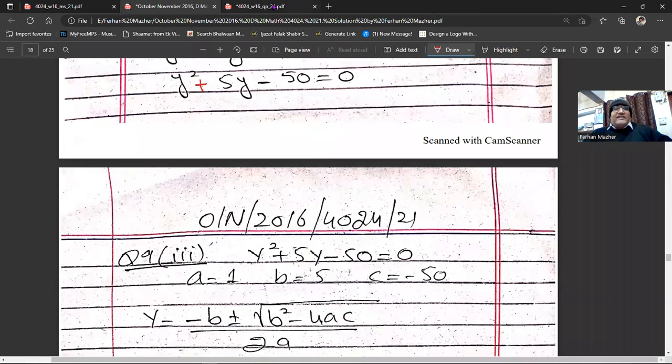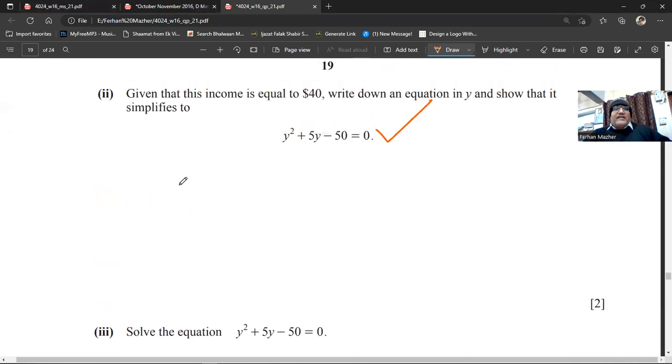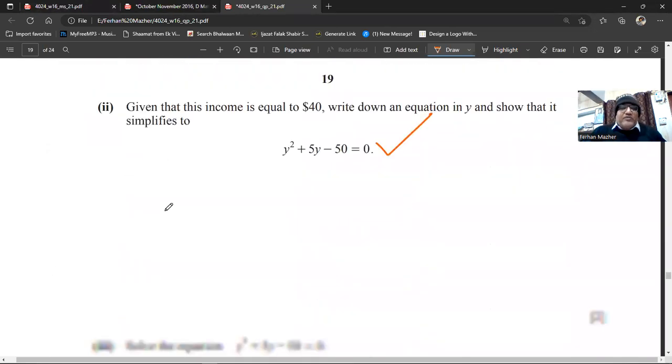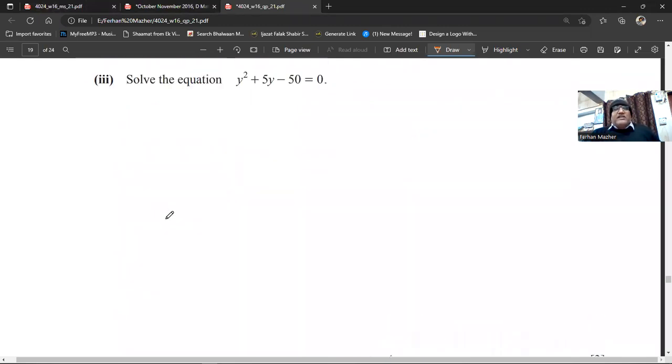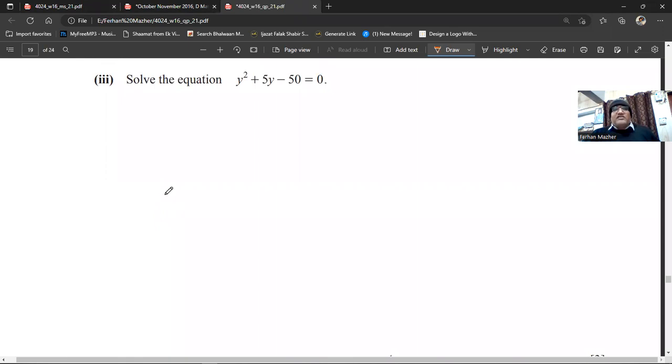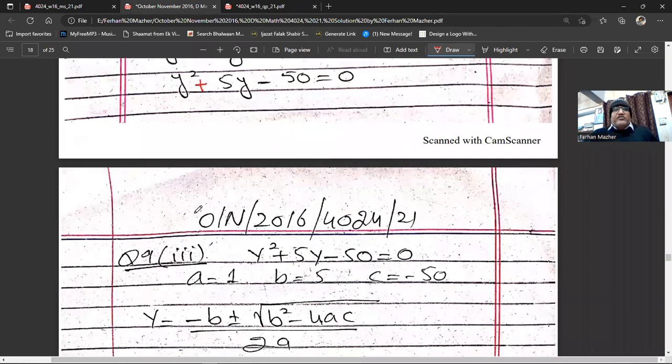And the next thing they will ask you, question number 9, C part, and its third portion. They say solve this equation. It's a 3 marks question. It says solve this equation. Okay, so very simple. We will solve it.